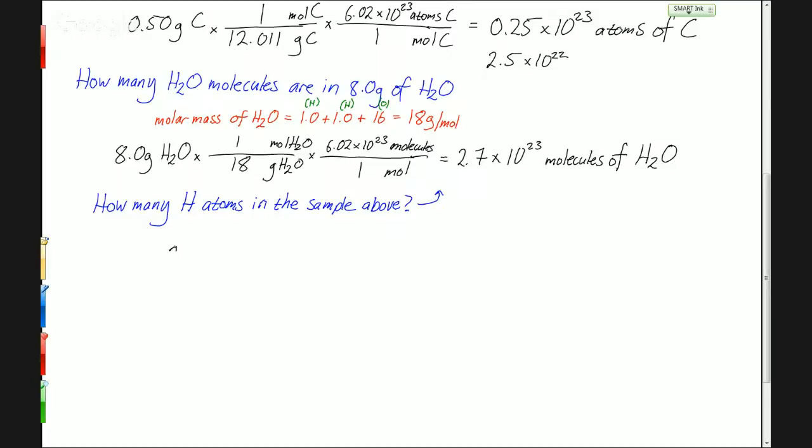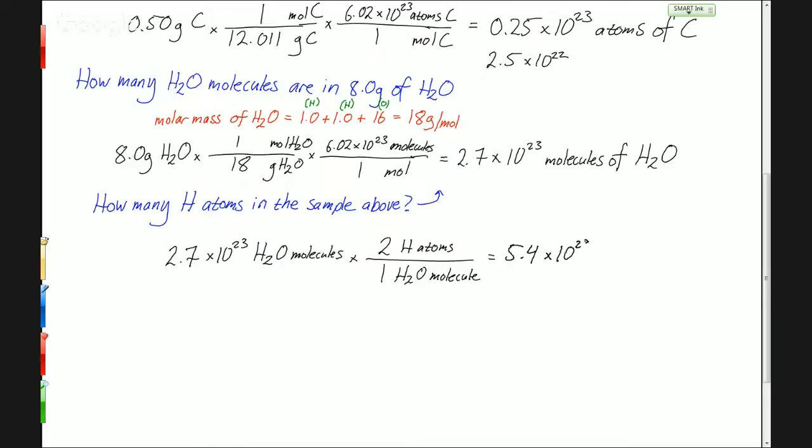If we have 2.7 times 10 to the 23rd water molecules, we can say that there are 2 hydrogen atoms per each one water molecule. Multiply that by 2, we've got 5.4 times 10 to the 23rd hydrogen atoms.